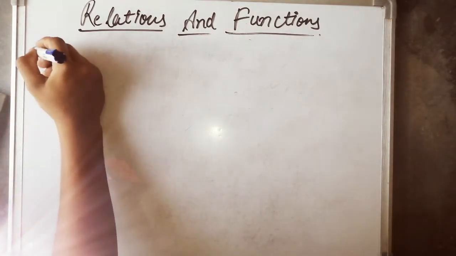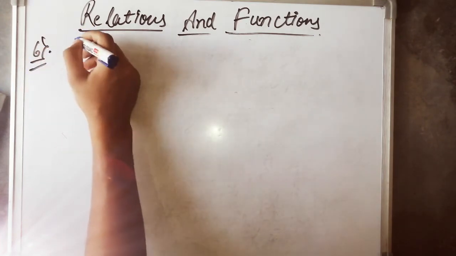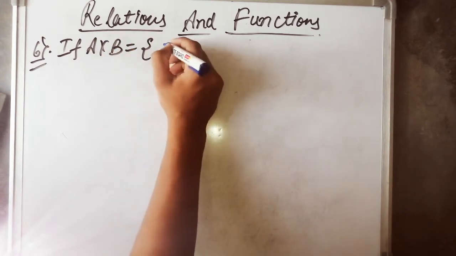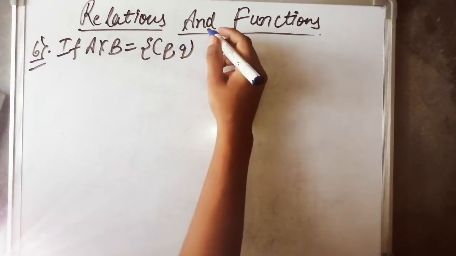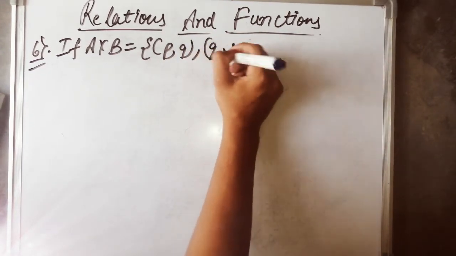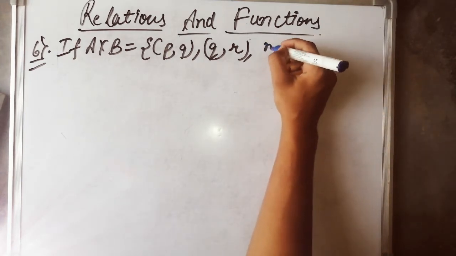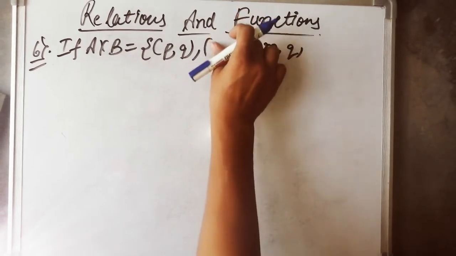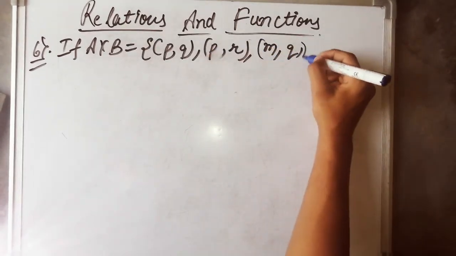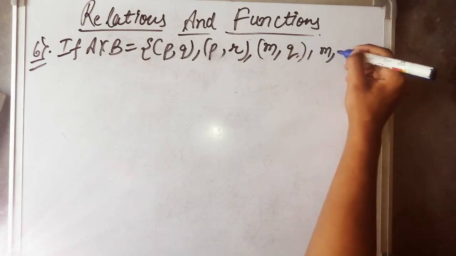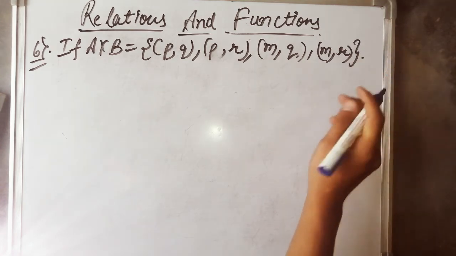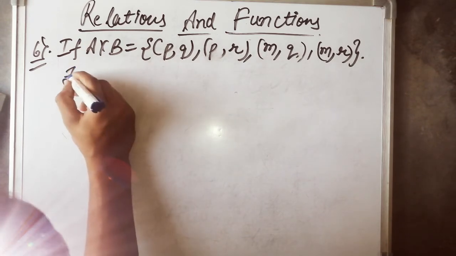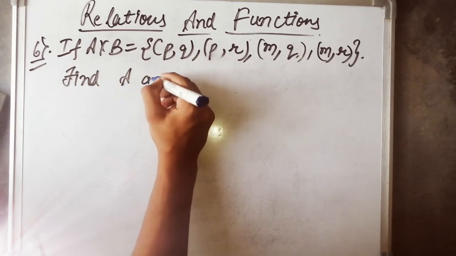Okay students, let's have a look at the sixth question. If A cross B equals (P,Q), (P,R), (M,Q), (M,R), we need to find out the A and B sets.